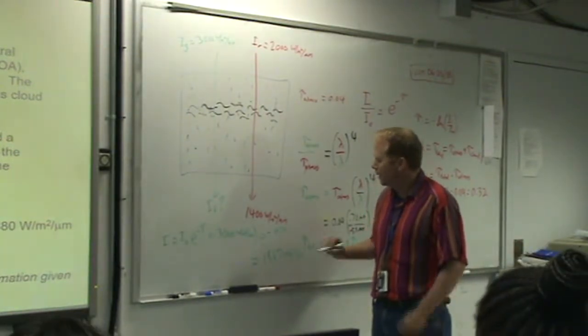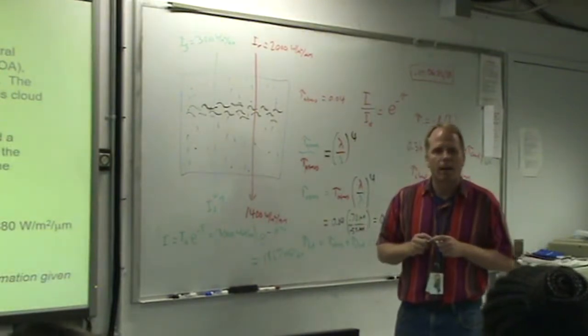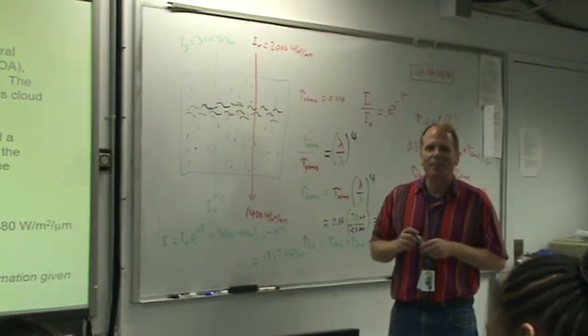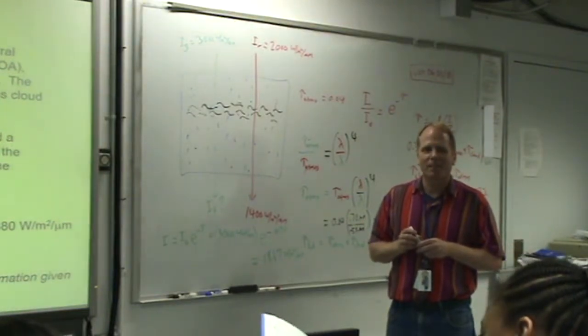I found the same result with a different method. What was their different method? How did he get the optical depth of the cloud?